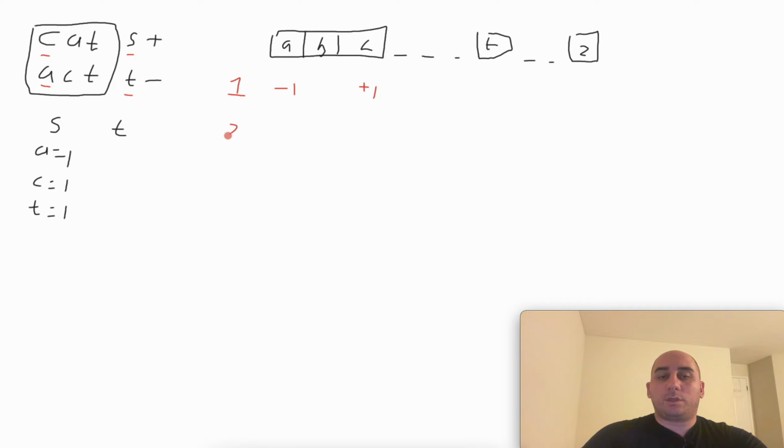Okay, for the second iteration we have A, so we are increasing A once, and we are decreasing C. And in our third iteration, we are going to increase T once, and at the same time decrease T once. So by the end we have 0. Our A is 0, and we don't have any letter B, so it's 0 by default. C is 0 and T is 0.